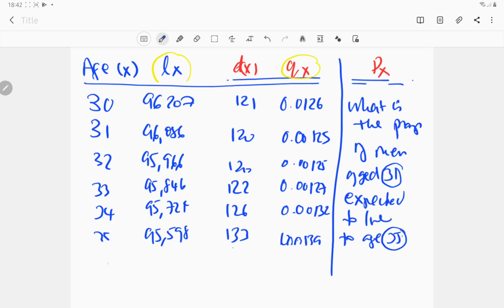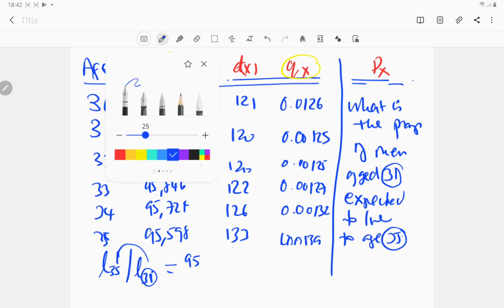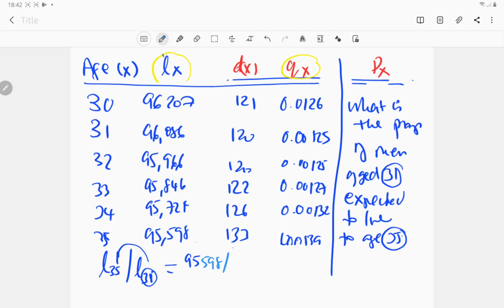In this case, you have L35 divided by L31. This is the proportion of people who were aged 31 and are expected to live up to age 35. The number of people up to age 35 is 95,598, and the number of people aged 31 is 96,086.